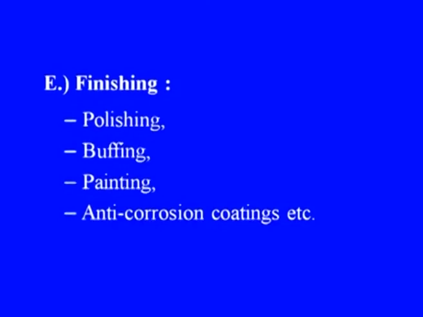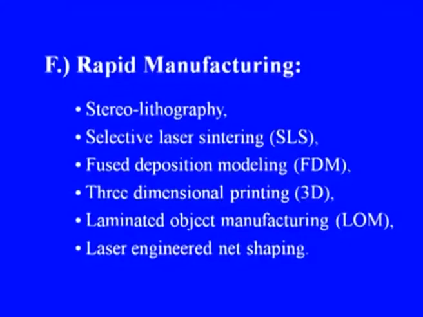Then there are a few finishing processes. These include polishing, buffing, painting, anti-corrosion coatings, etc. Next category is rapid manufacturing, which includes stereolithography, selective laser sintering, fused deposition modeling, 3-dimensional printing, laminated object manufacturing, laser engineered net shaping, etc.